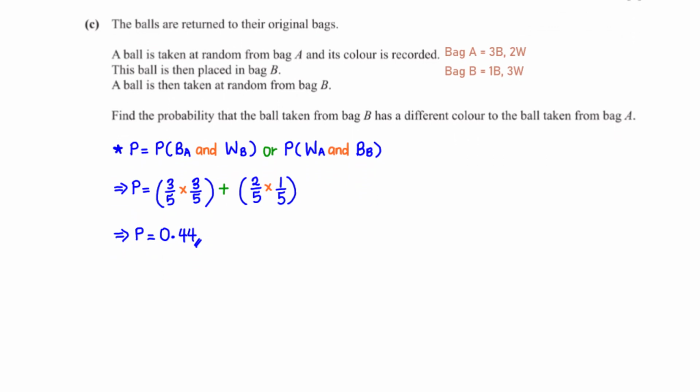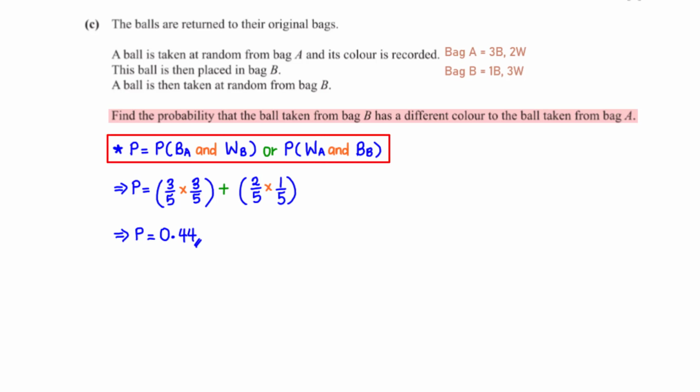A ball is taken at random from bag A and its color is recorded. This ball is then placed in bag B. A ball is taken at random from bag B. Find the probability that the ball taken from bag B has a different color to the ball taken from bag A. There are two possible scenarios in this case.